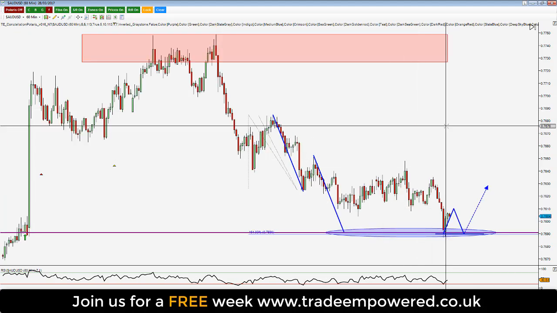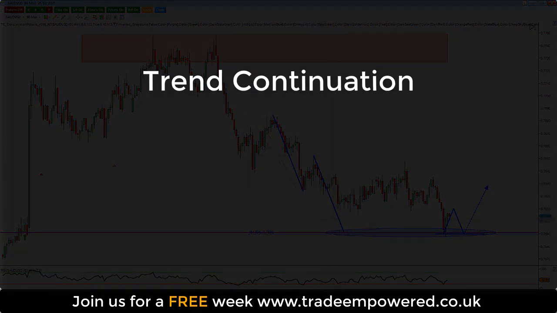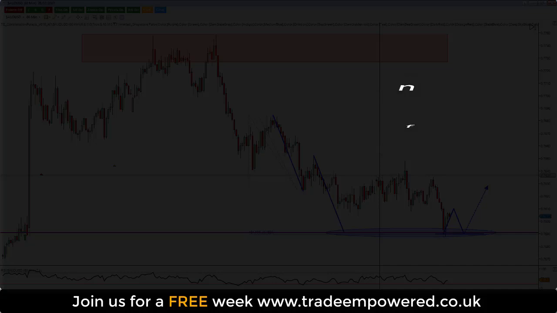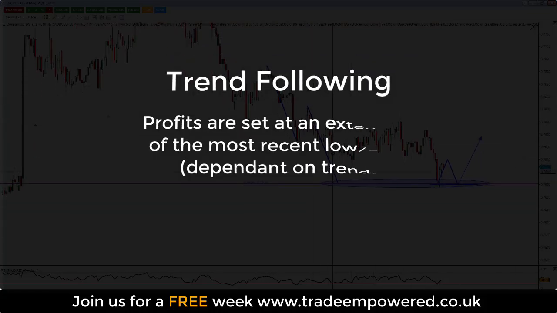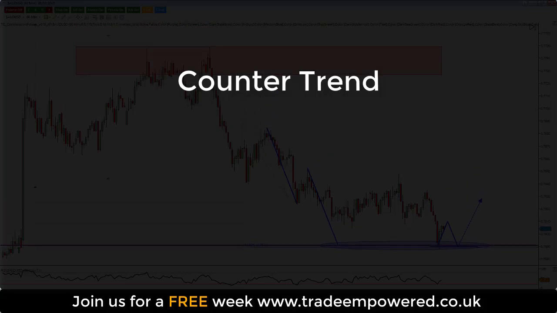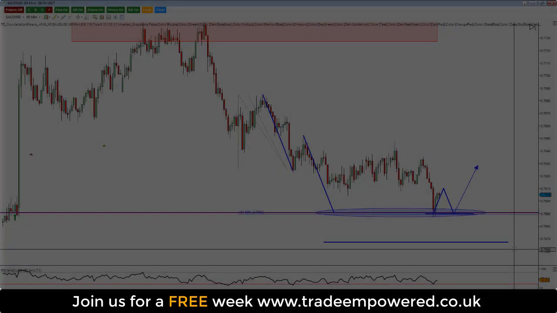So the difference between the three, just to recap, is a trend continuation trader is taking profits off at a retest of the last move, the last low before the pullback. A trend following trader is looking for an extension of the last move, and a counter trend trader is looking for a move against the direction of the trend.